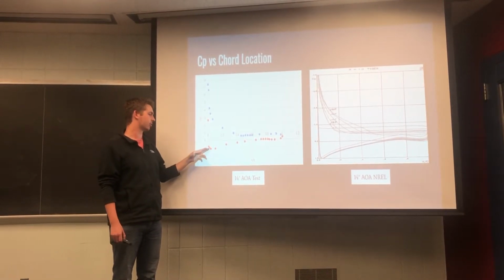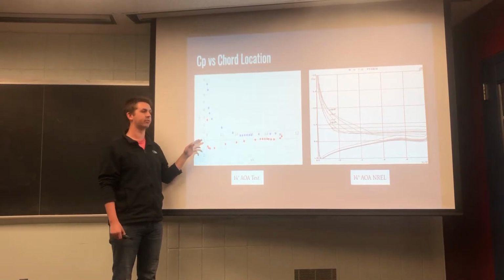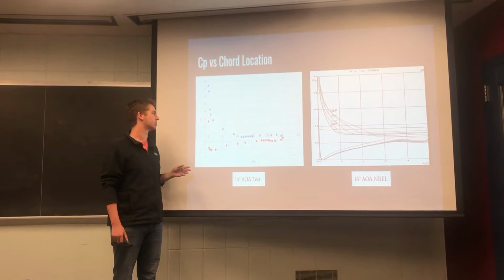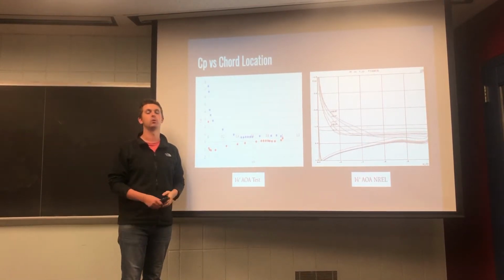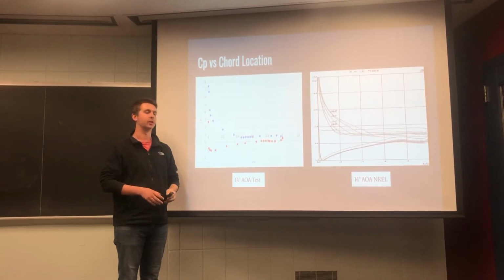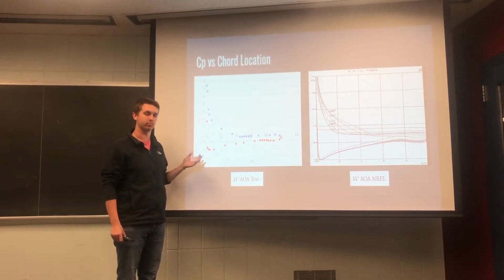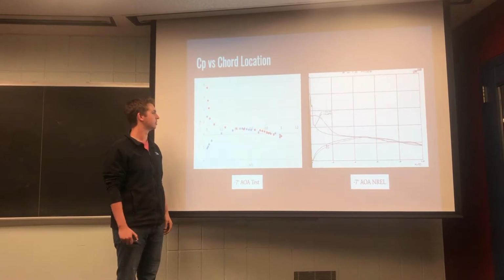And now the red ones are positive and the blue ones are negative, meaning that we have high pressure on the bottom of the airfoil and low pressure on the top. And this matches our physical understanding of lift too. So all this data seems to be accurate, precise, and makes physical sense.